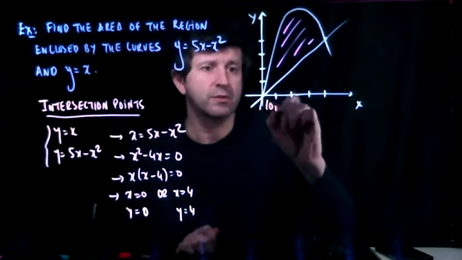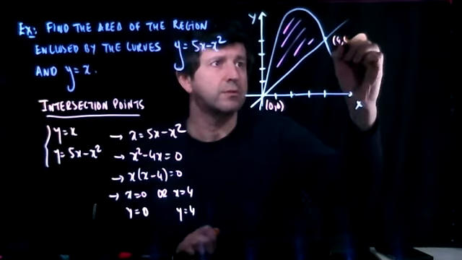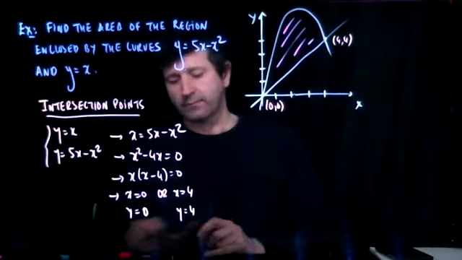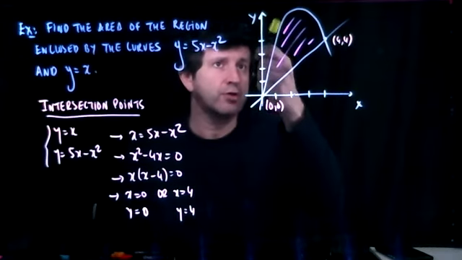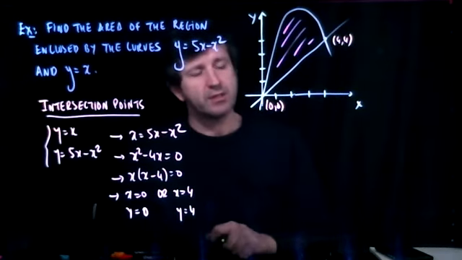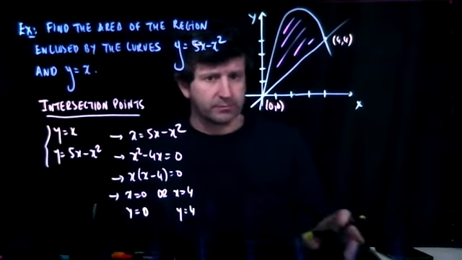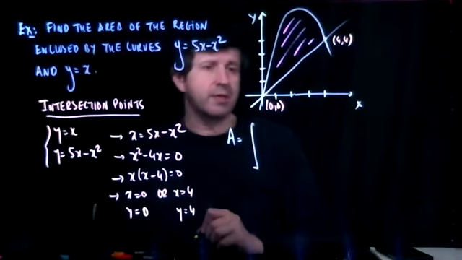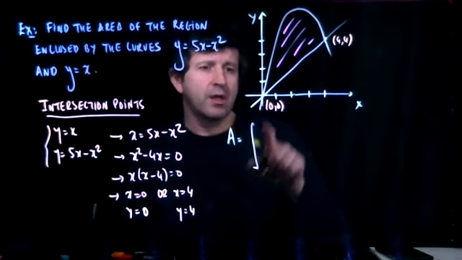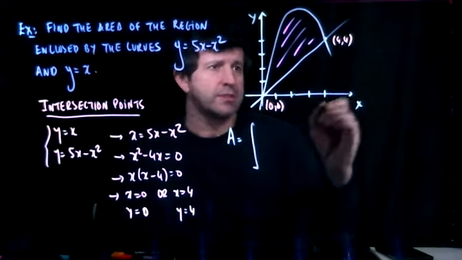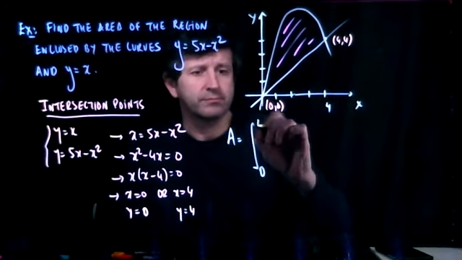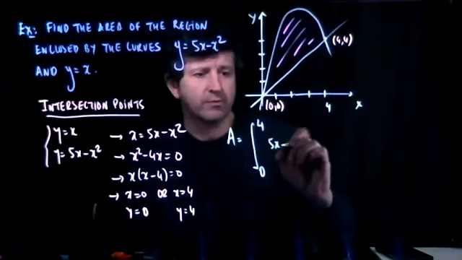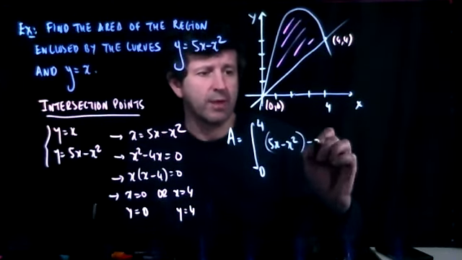Intersection points 0, 0 and 4, 4. Okay, and it's pretty clear that the top function is the parabola and the lower function is y equals x. So let's set up the integral. X goes from 0 to 4, and top function, 5x minus x^2, minus bottom function.